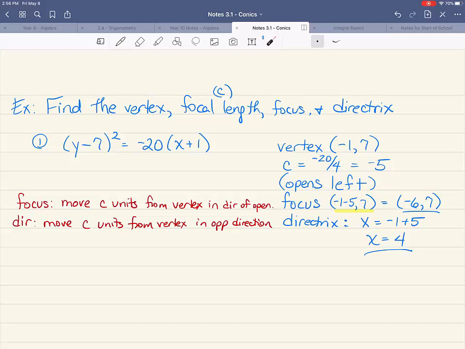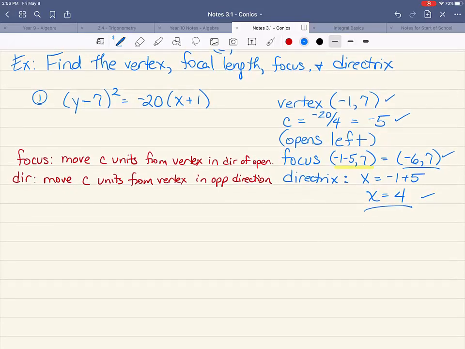So I have now found my 4 key features: the vertex, the focal length, the focus, and the directrix. Those are the 4 pieces of information that they wanted. All right, now it's your turn.